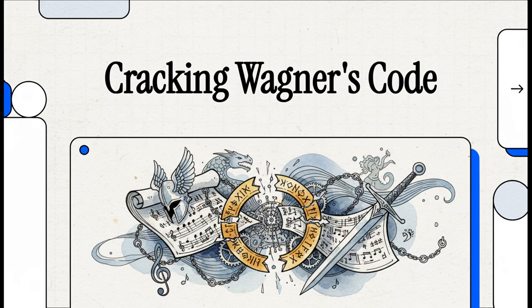All right, let's jump right in. We are about to crack open one of the most ambitious works of art ever made, Richard Wagner's massive opera cycle, The Ring of the Nibelung. But here's the thing. We're not just going to follow the story. We're going to decode a secret language that's hidden deep inside the music itself.